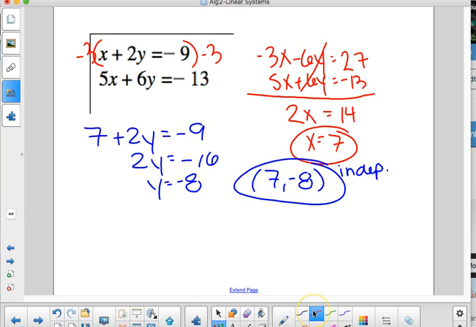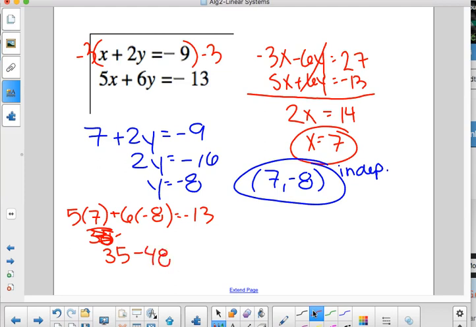How do you know if you're right or not? You plug it in. So you can take it in your second one, 5 times 7 plus 6 times negative 8. What is 5 times 7? 5 times 7 is 35. 6 times 8? Is 35 minus 48 negative 13? Yeah, so you'll always know if you're right or not.